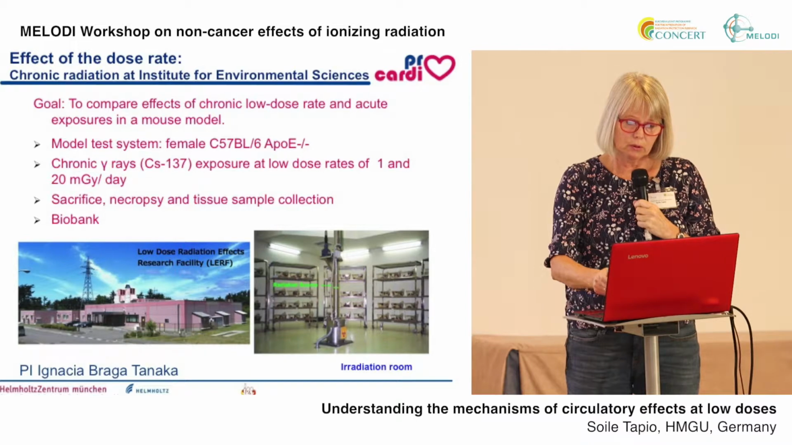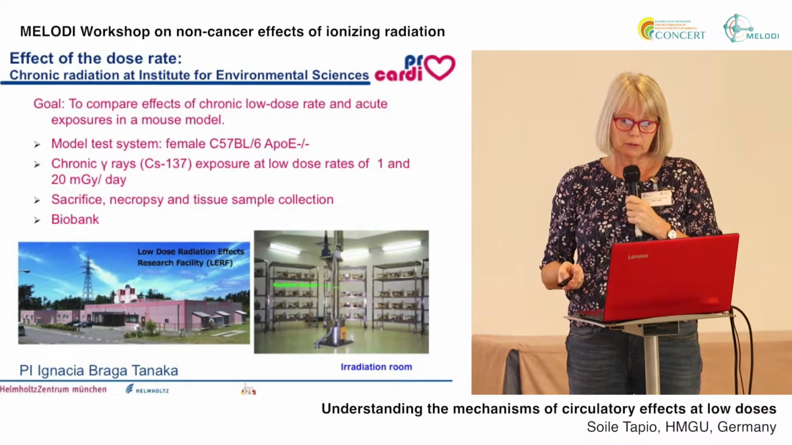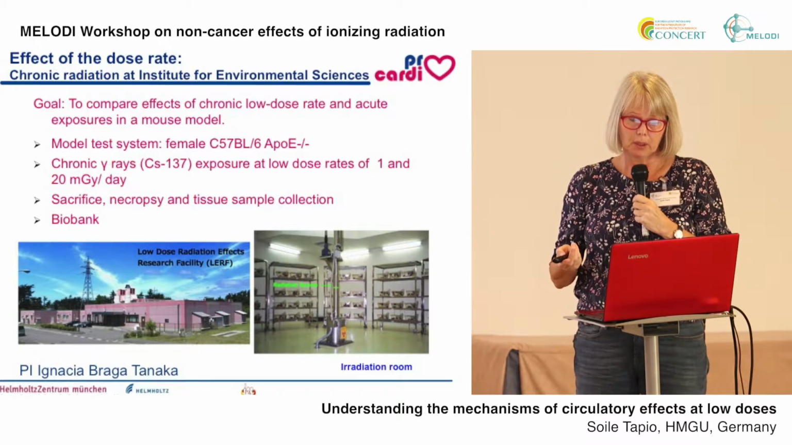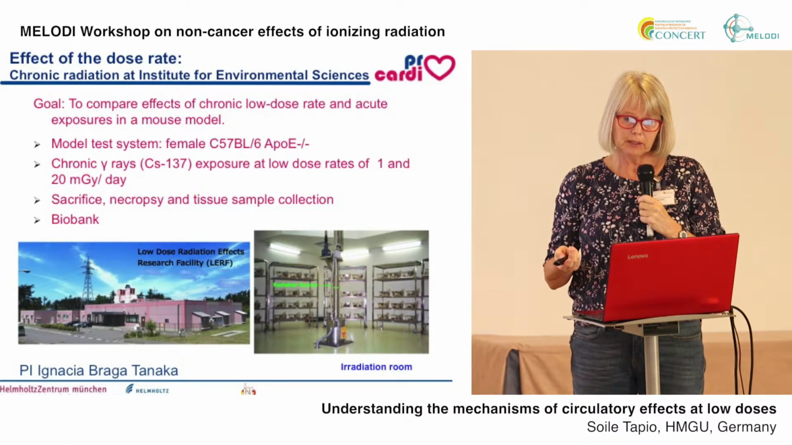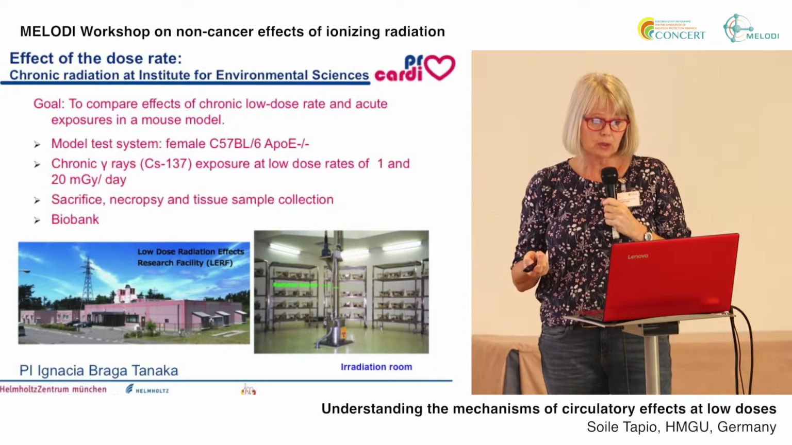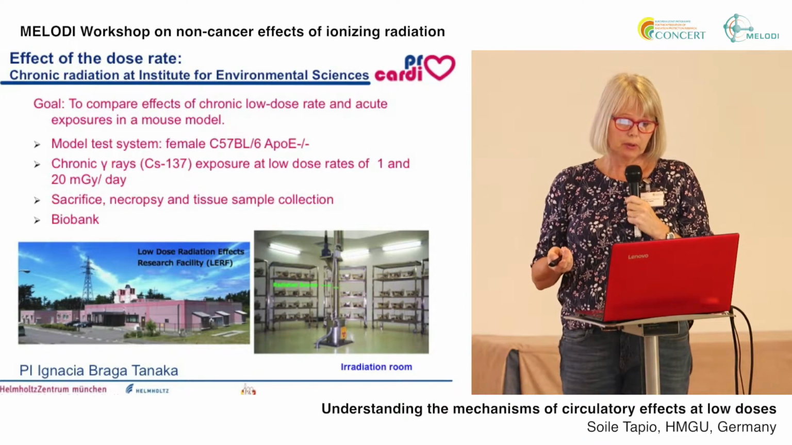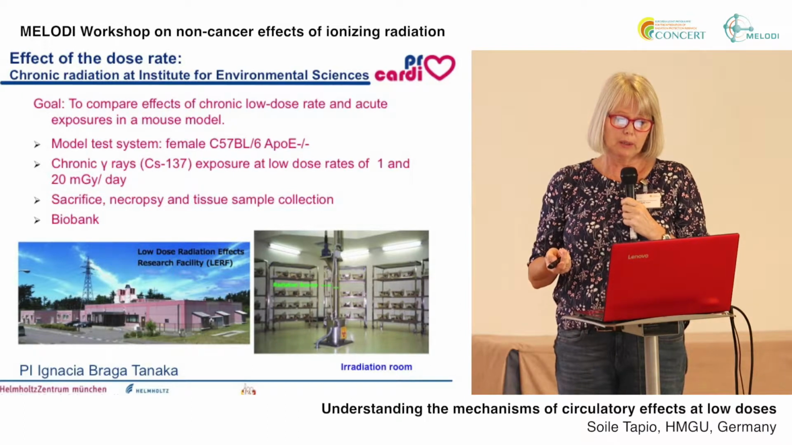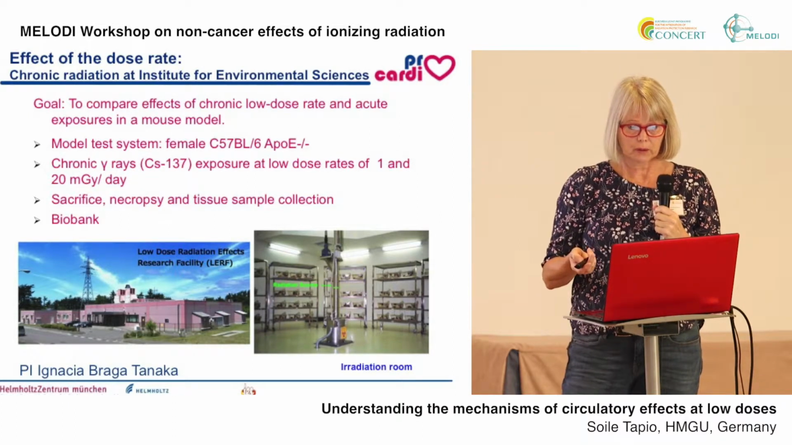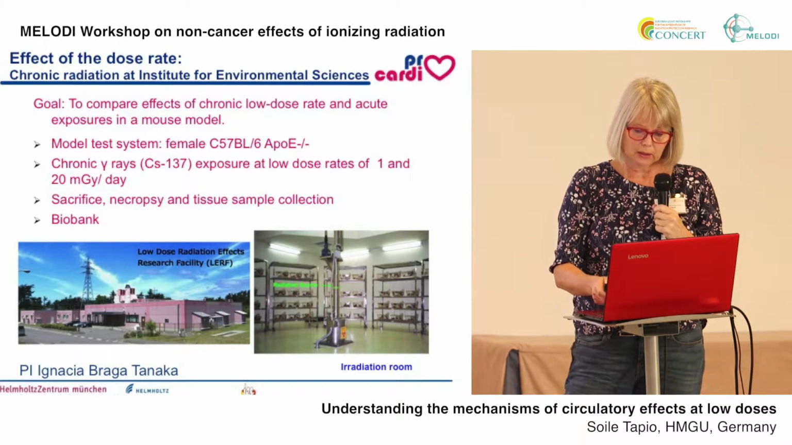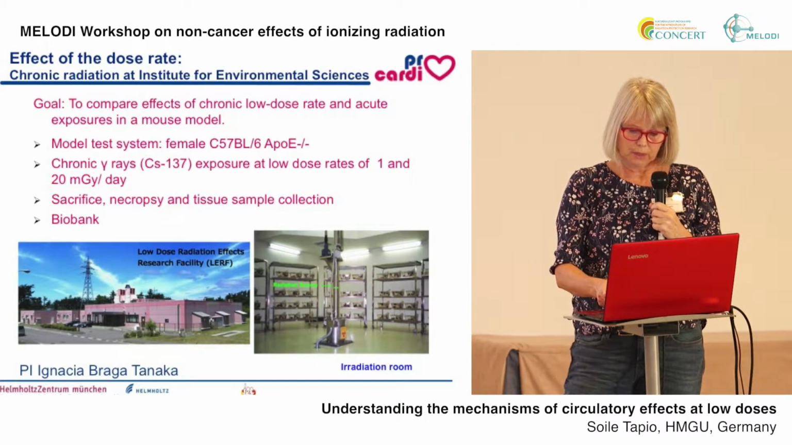Then we wanted to look at the effect of dose rate. So we did some cooperation with the Japanese here, with Rokkasho. We had a female C57 Black 6 ApoE knockout mouse, and we had chronic gamma ray exposure at low dose rates, so 1 milligray per day or 20 milligray per day. After that, we immediately sacrificed the mice. This was done under the leadership of Ignacia Braga-Tanaka in Rokkasho.